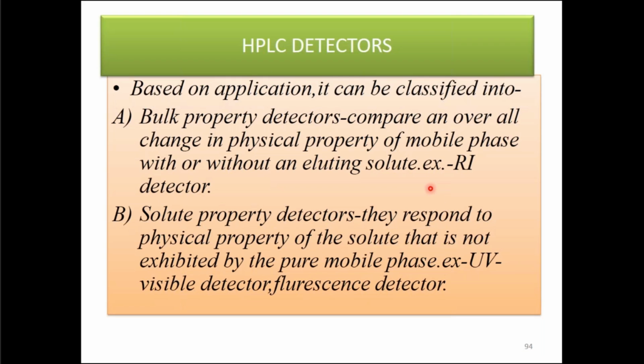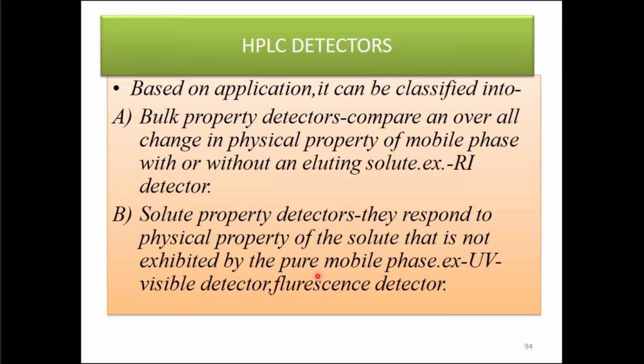That means you will have lower sensitivity. Sensitivity is greatly affected in an undesirable fashion. So we would require a large difference in refractive index between mobile phase and eluting solvent. Now, solute property detectors, on the other hand, respond to a physical property of the solute that is not exhibited by pure mobile phase. Example, UV visible detector, fluorescence detector. What this means is that a physical property will be measured which is not recorded for the mobile phase.